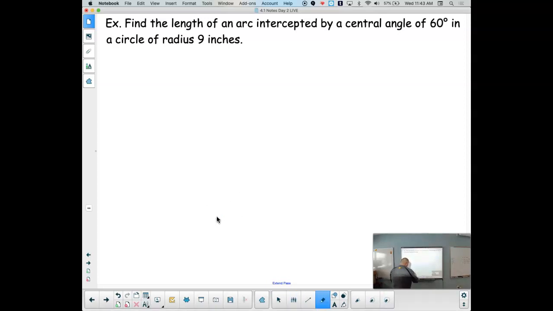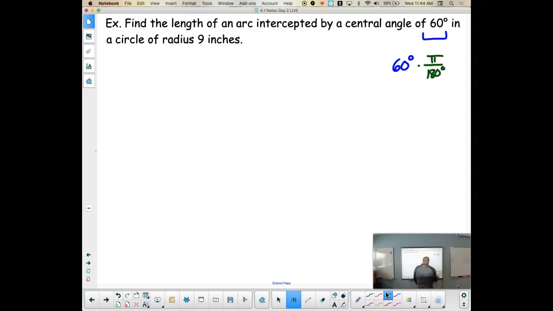All right, so we got a central angle of 60 degrees right there. That is not my theta, right? Because theta needs to be in radians. So first I have to take my 60 degrees and multiply it by pi over 180 to get my radian measure of pi over 3. Okay? So that is the theta that I am going to go with, is pi over 3.